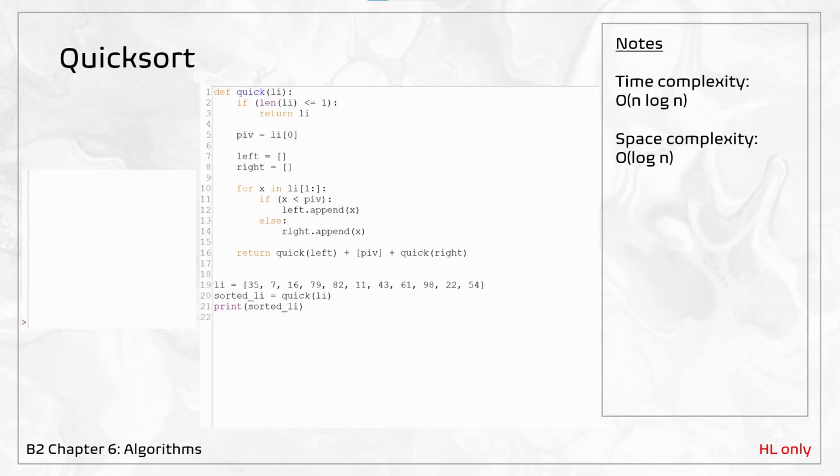And now that we've explored how this code works, let's try run it now. And we can see that this list has been successfully sorted over here into the correct ascending order.